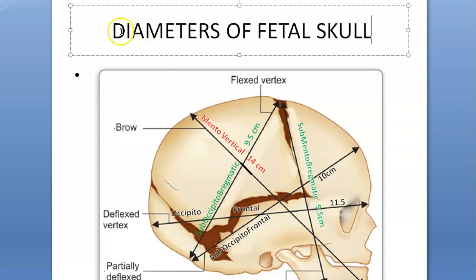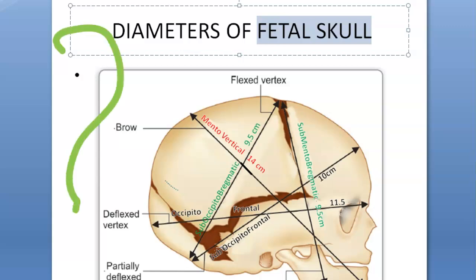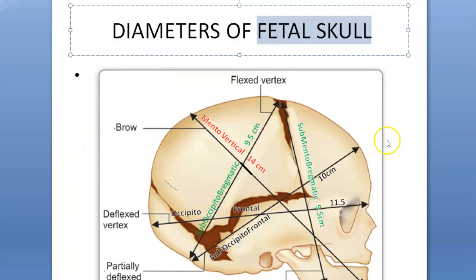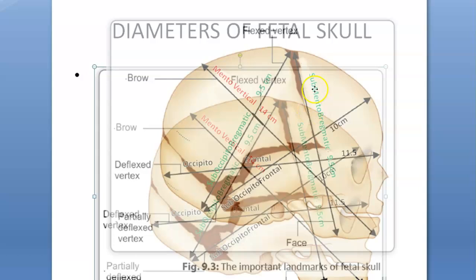Hello people, in this video let us learn the diameters of the fetal skull. This is very important. Why? Because this fetal head has to come out of the maternal pelvis, right? You have understood, it is important to understand how the baby's head comes out of the maternal pelvis. So now let's get started.